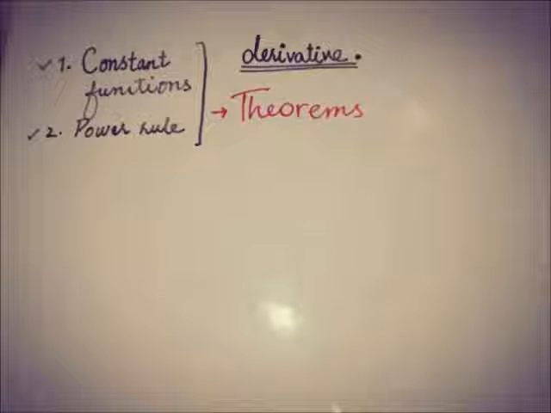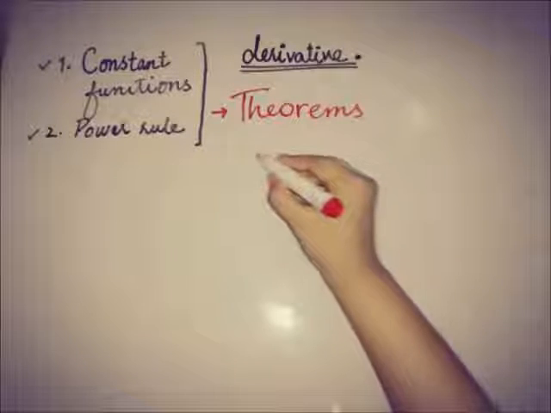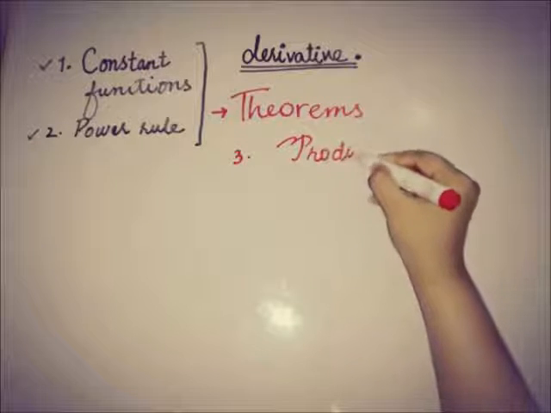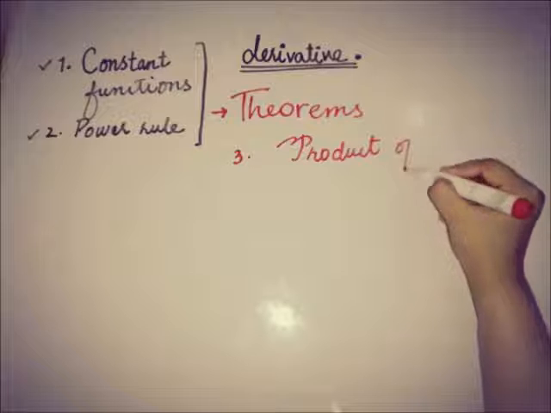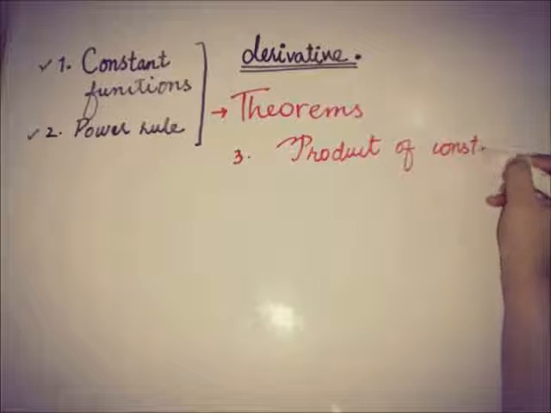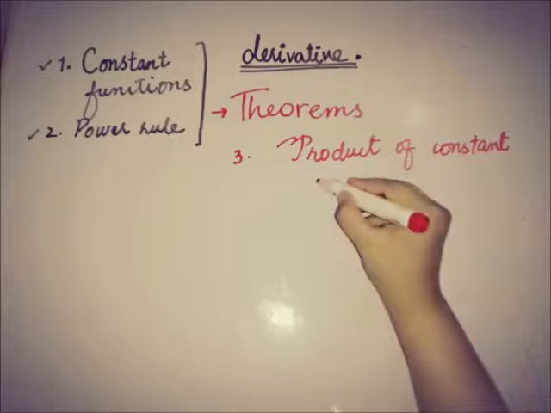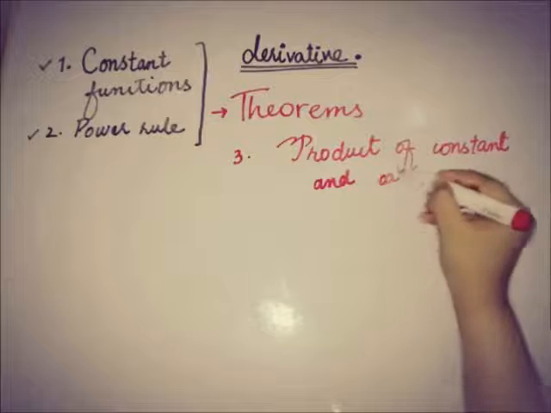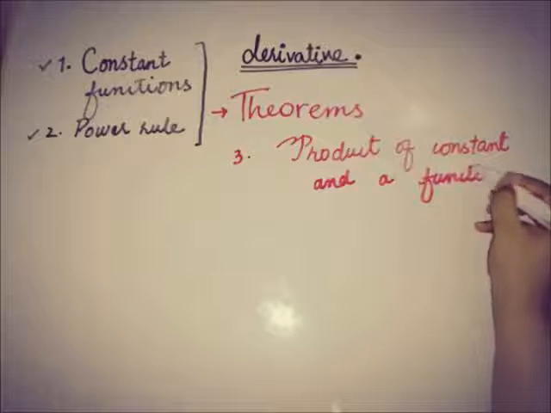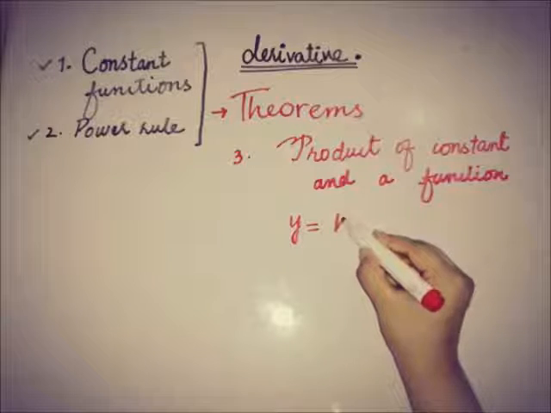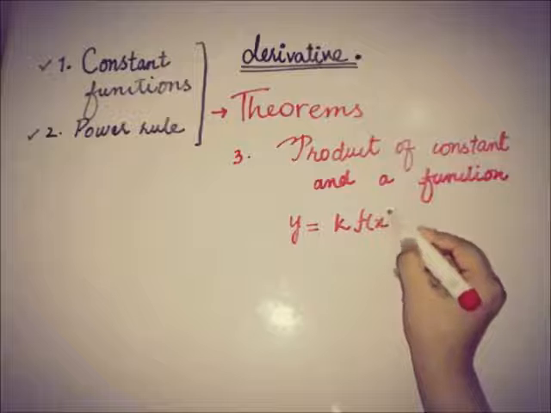Now we are going to talk about the third principle, or the third theorem, about the product of a constant and a function. That is, the function should be of the type: the product of a constant and a function.